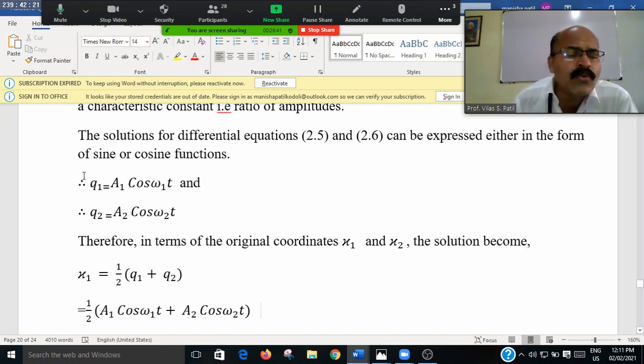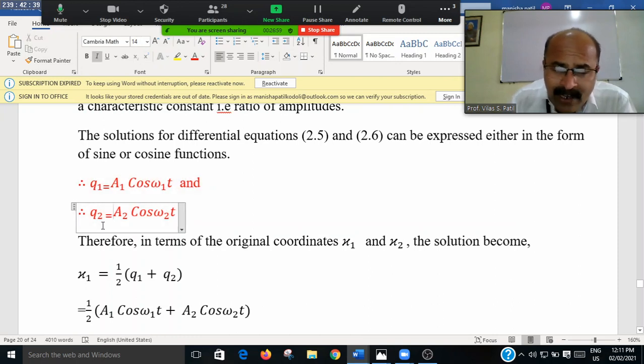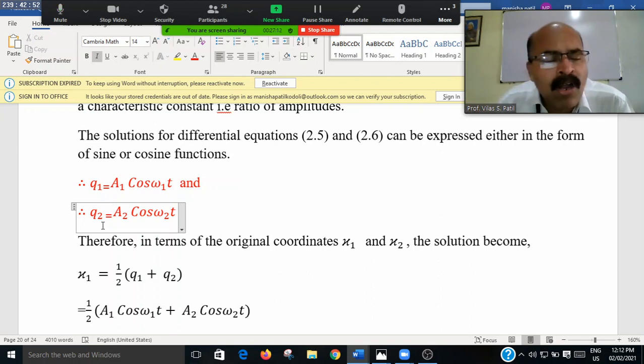Consider q1 is equal to a1 cos of omega 1 t. Here q1 is the normal coordinate, a1 is the amplitude, omega 1 is the frequency, and t is the time instant. Similarly for q2, a2 is the amplitude for the second pendulum, and the cosine has omega 2 as its frequency, and the instant of time is the same, the small t.